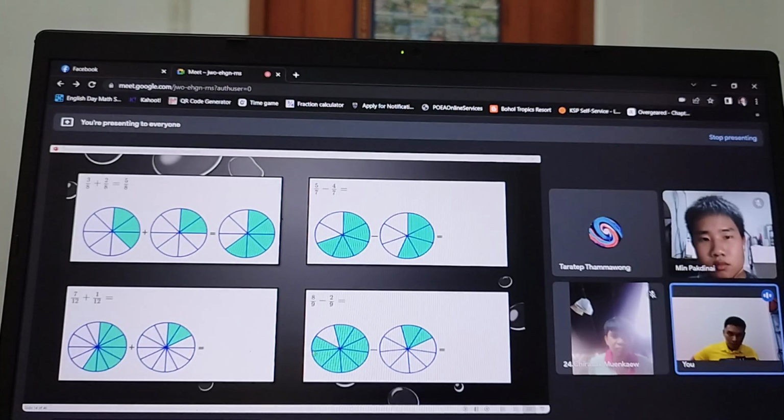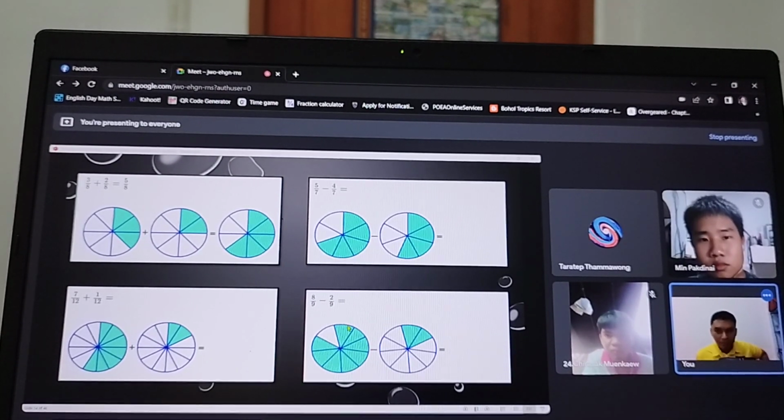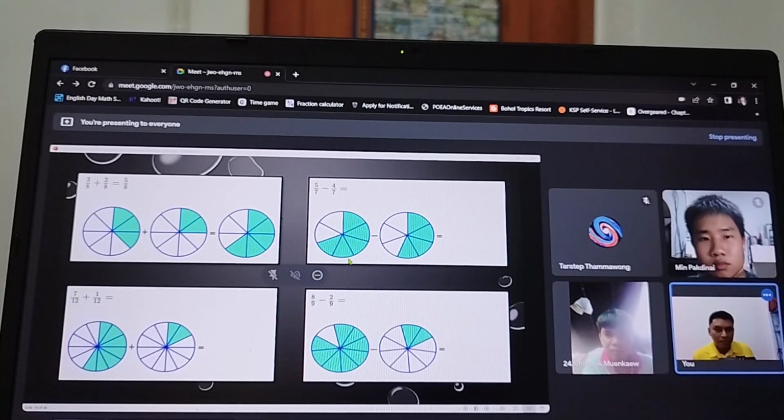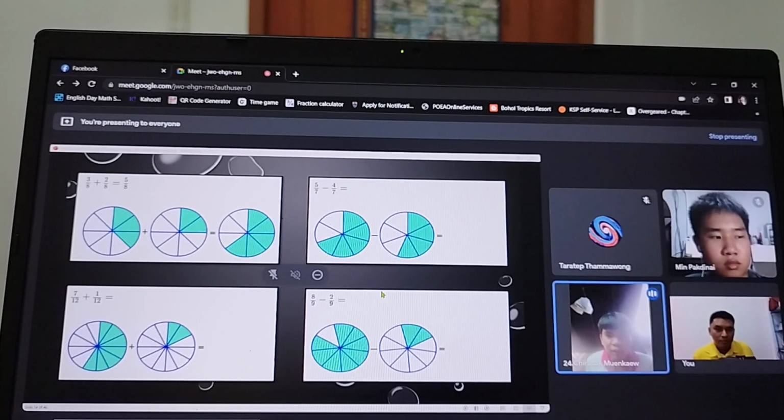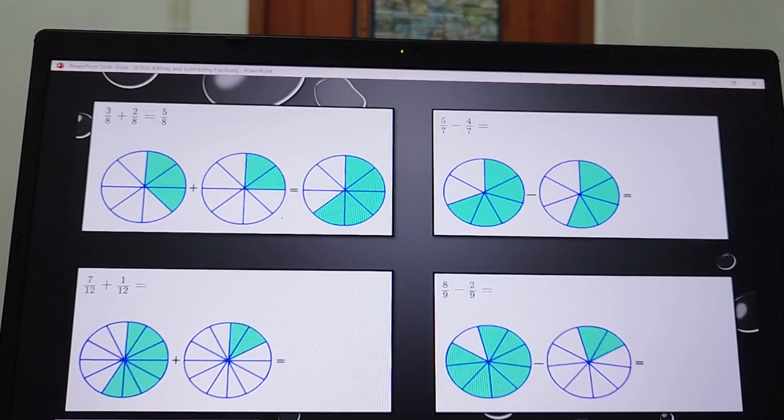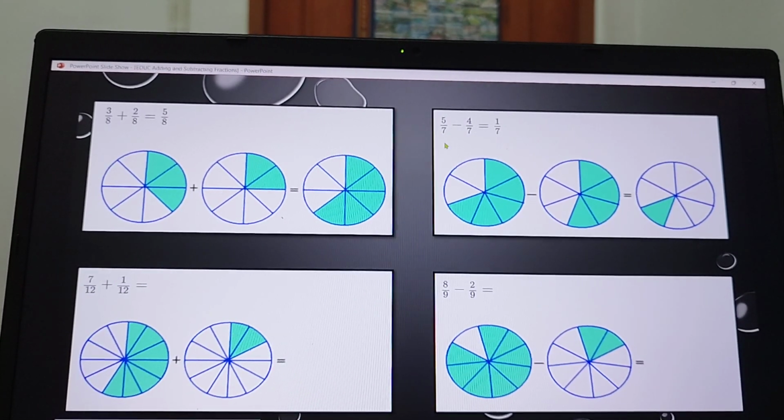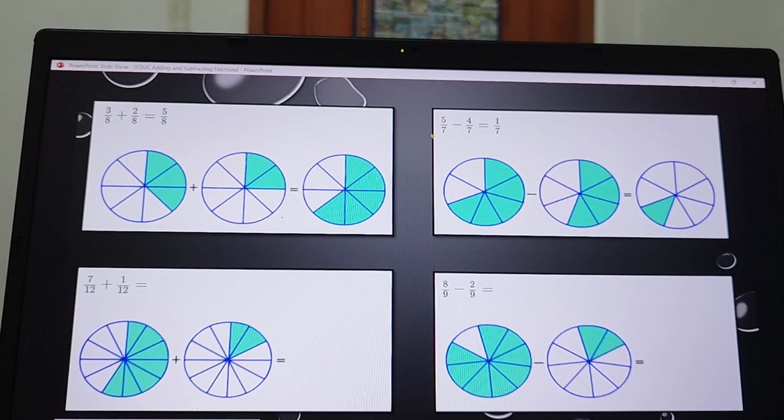Let me call Chirasak. What's the answer for number 2? 5/7 minus 4/7. 1/7. Okay, very good. So that is 1/7. Again, the same denominator, so 5 minus 4 is 1. So that is 1/7.